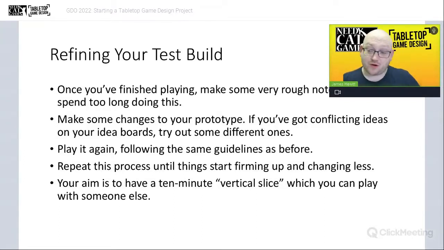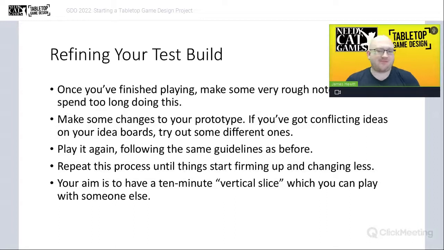I would recommend, if you've got, say, 3 ideas for something on your idea board, play the game 3 times before making any other changes, just changing that one thing. So you've got it with A, B, and C, and see which one of them feels most interesting. It might be they're all exactly the same, so just pick your favorite and move on. But later on, come back again and try A, B, and C. Play it again, same guidelines. So just keep it quick, keep it simple, find the fun, repeat it until things start firming up and changing less. Your aim is to have a vertical slice.